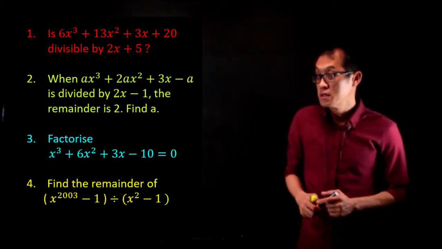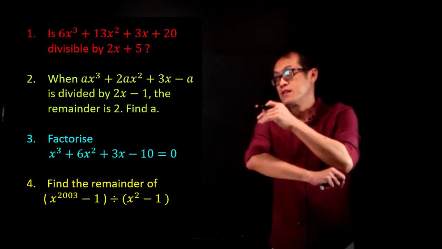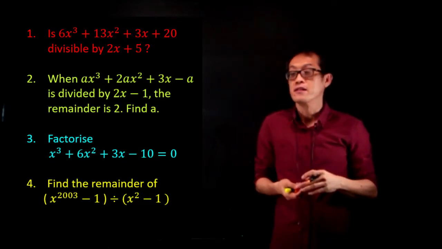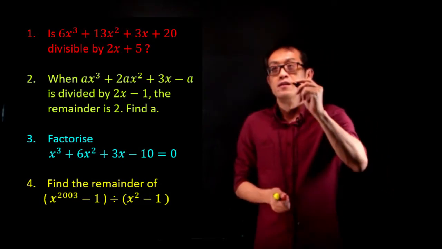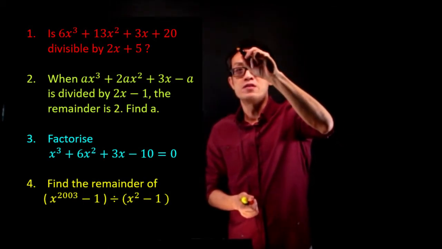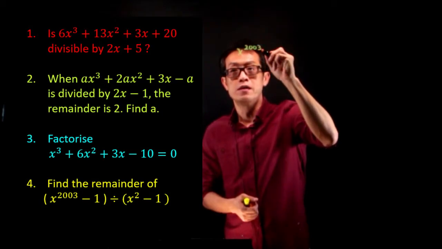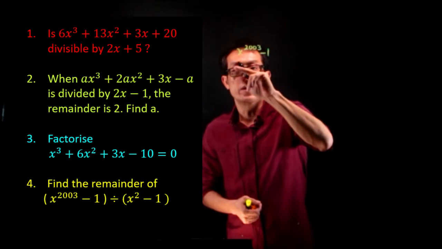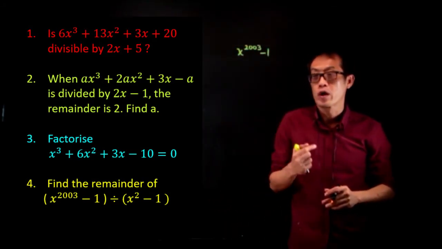Now this sum is a bit out of the norm, but if you understand the remainder theorem, you can apply it. Alright, it is still not too tough. So first you have x to the power of 2003 minus 1. Now you want to know what's the remainder when it's divided by x squared minus 1?